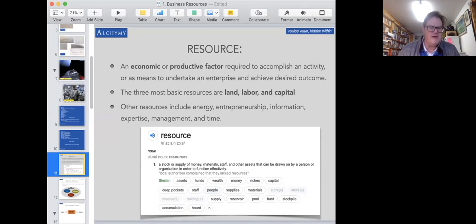So we could talk about resources or productive factors in a number of different ways. Google Dictionary defines resources as a stock or supply of money, material, staff, or other assets, other things that can be drawn down or used by a person or organization to function effectively. So the resources are the things, the inputs that we use to do our stuff to create the outputs that we're selling on. Okay? Does that make sense?